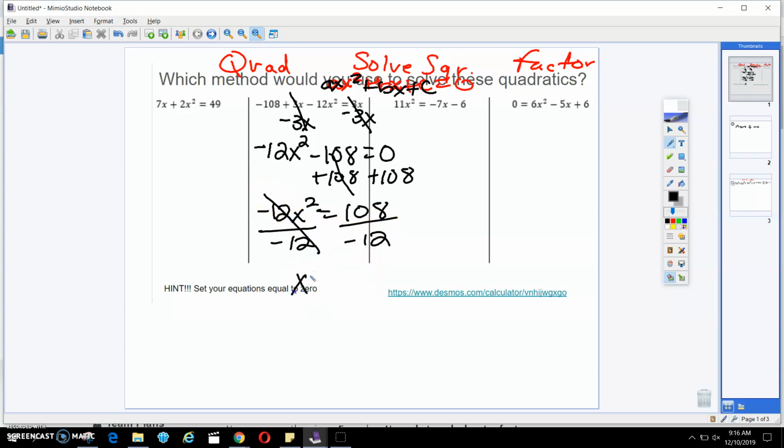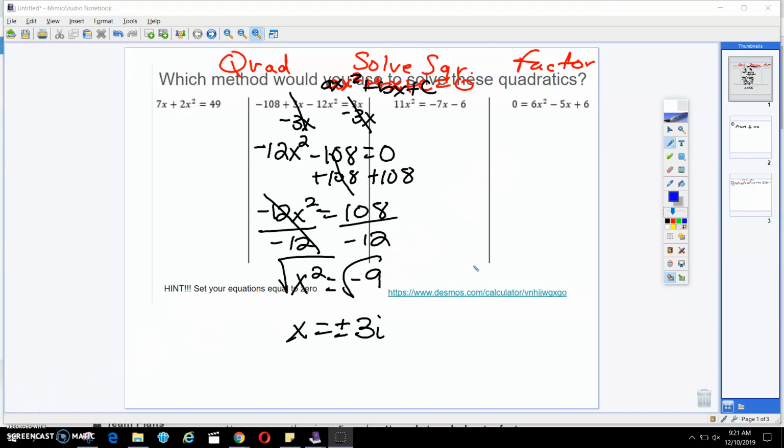And that's going to give me x squared equals negative 9. Because 108 divided by negative 12 is going to give me negative 9. I still want x by itself, so I'm going to take the square root of both sides. So x is going to equal a positive and negative 3i. The reason there's an i there is because there's a negative underneath the radical.